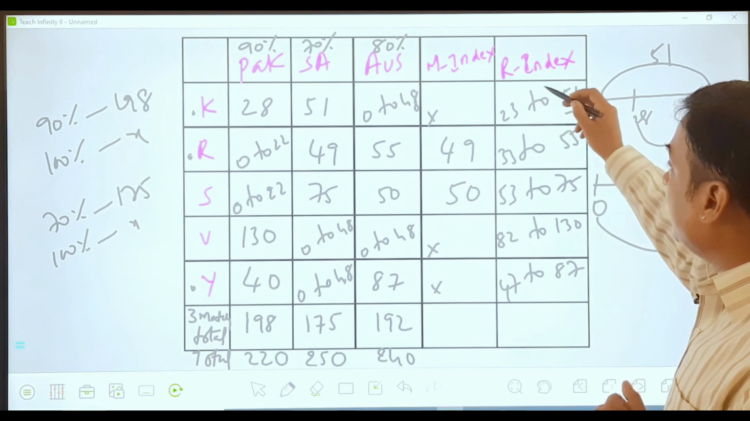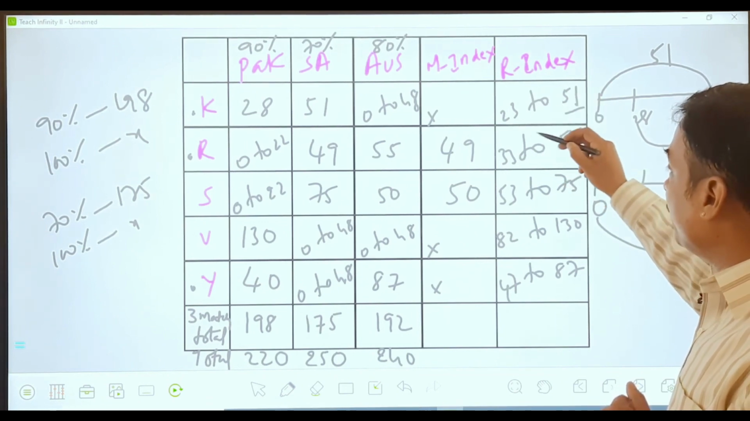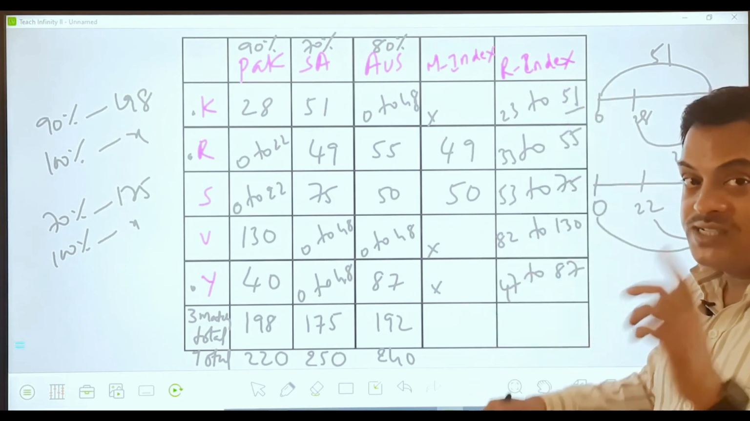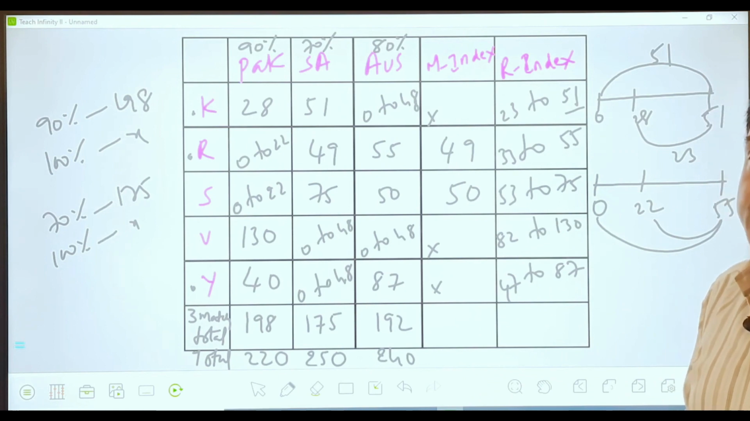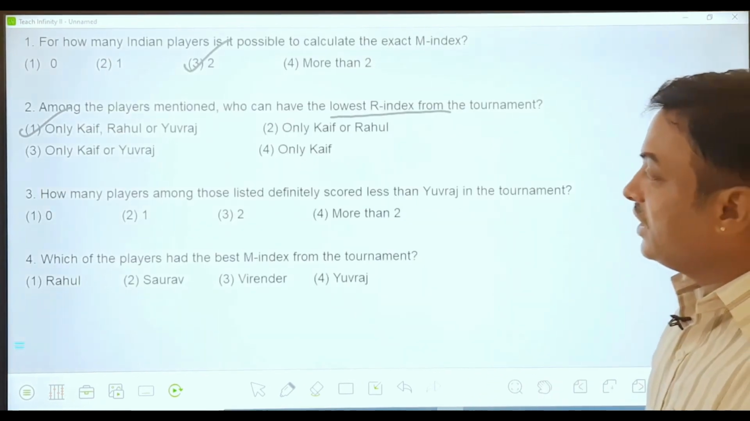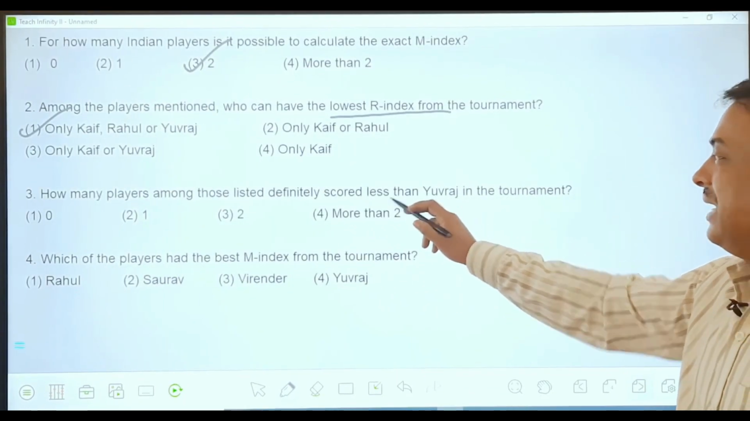Suppose if my number here is 34, then 33 is the lowest. If my number here is 48, then this person is the lowest. So like that, I cannot say exactly who is the lowest. So all three of them have a fair chance of being the lowest. Okay, that's your question.